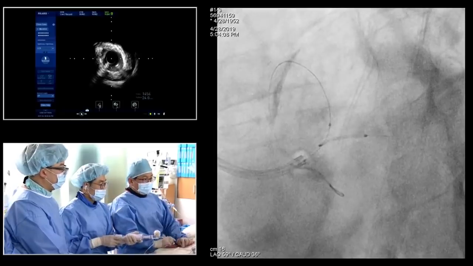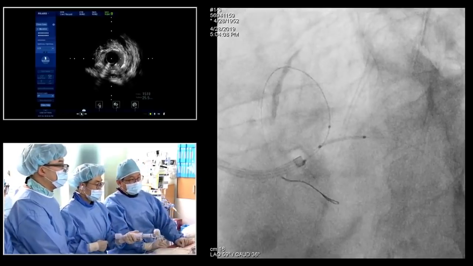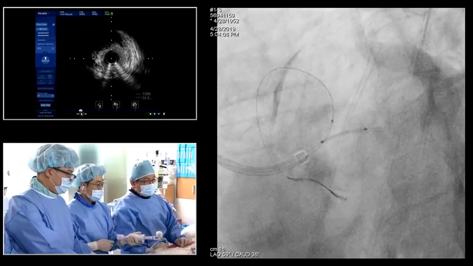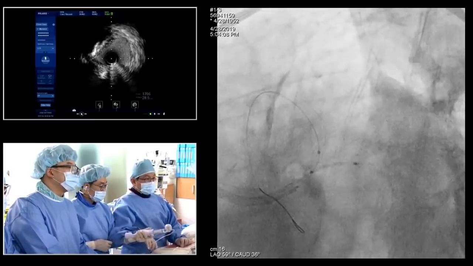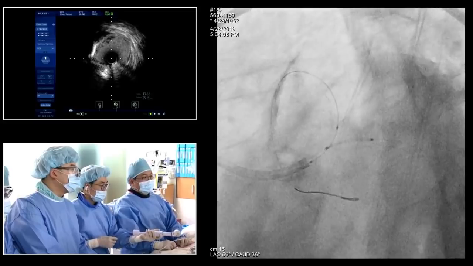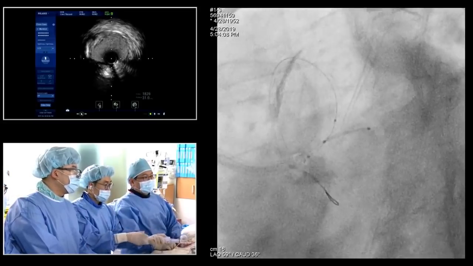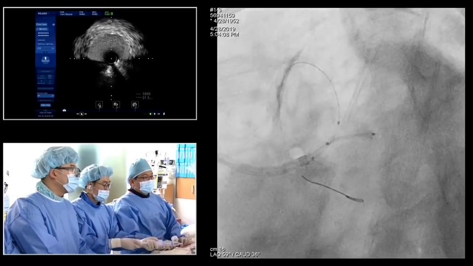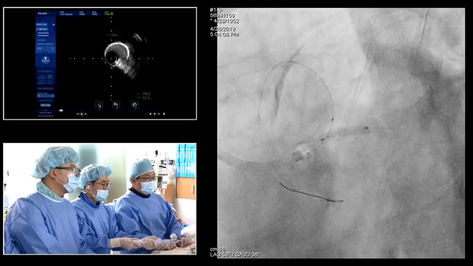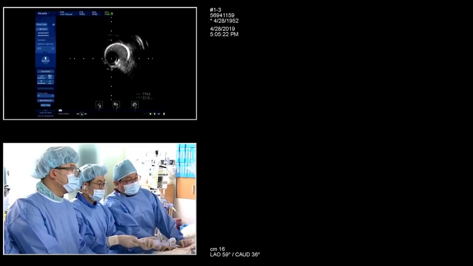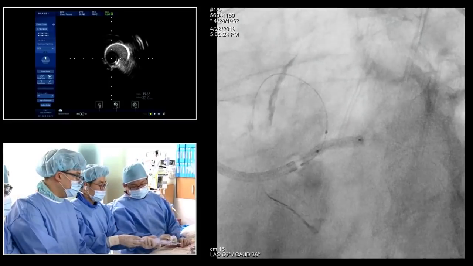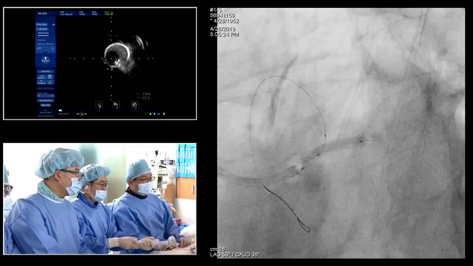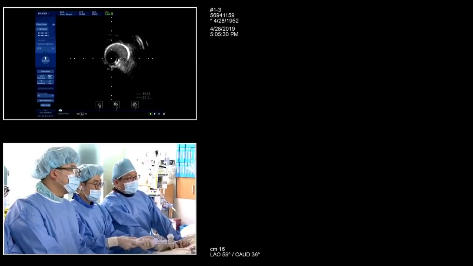LAD is 4.0 balloon, circumflex is 3.25, 15 stent. Test, please. Circumflex inflation, 3.2, 12. I personally would favor culotte in this situation. The angle is quite good. Sizes of the two vessels are similar, 16, 18. I would go for culotte.